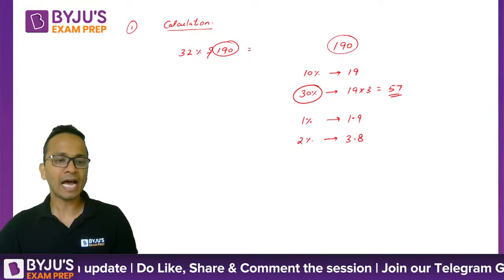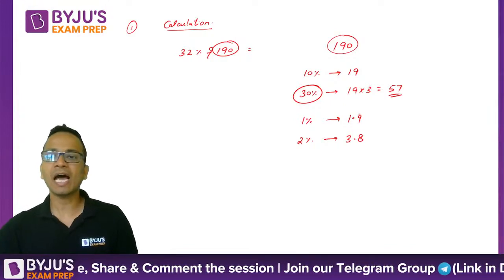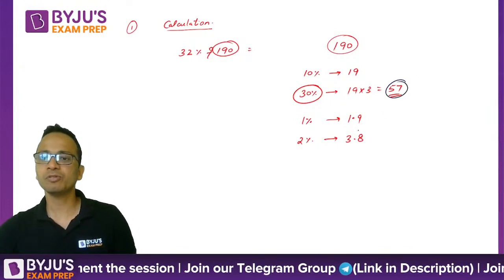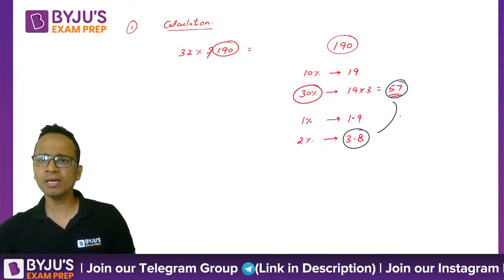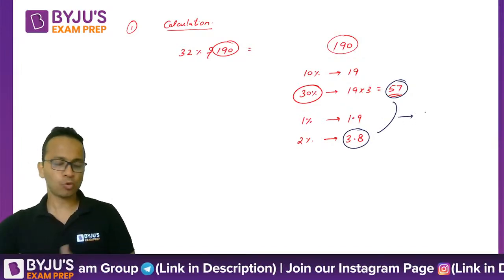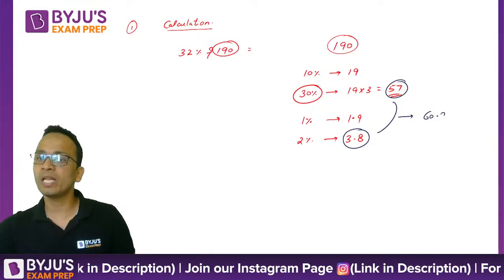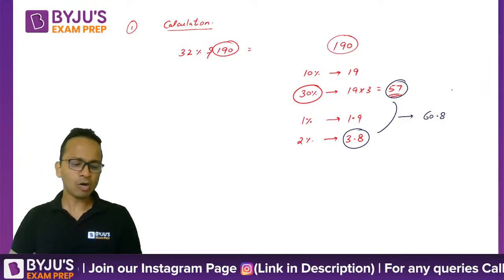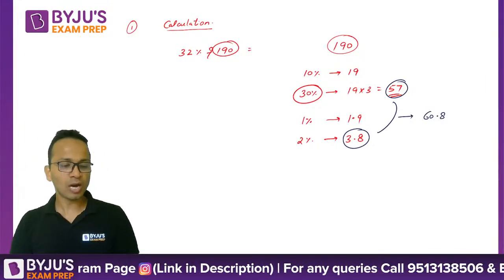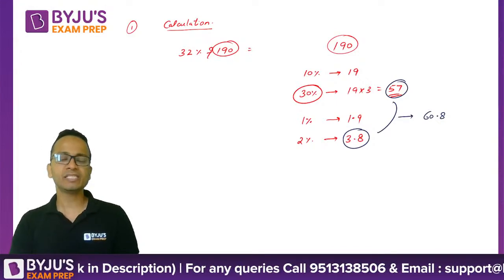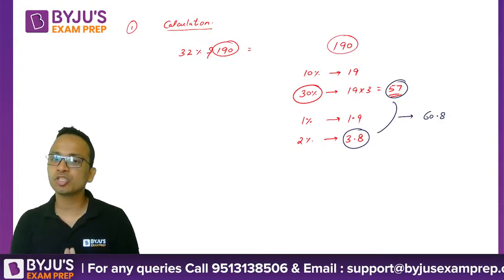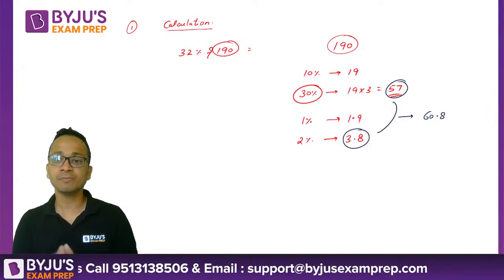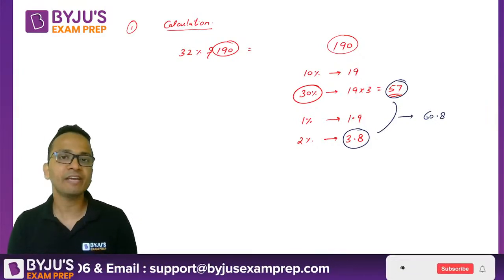So now I have 30% with me and 2% with me, so this is 30% and this is 2%. Add these two values quickly and you will get the actual answer. Okay, now if you are comfortable with this technique, if you have practiced a good number of questions using this technique, then you will be able to use this technique efficiently.